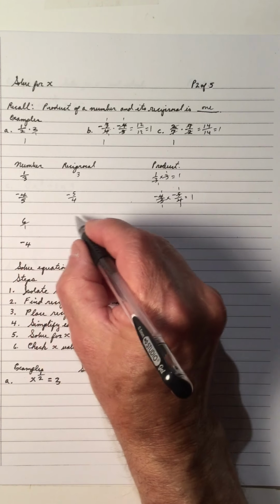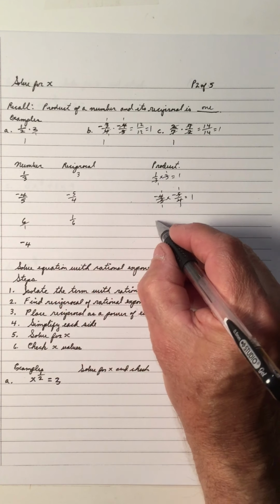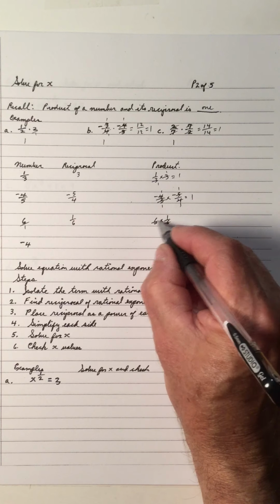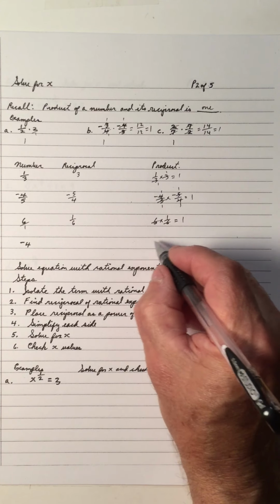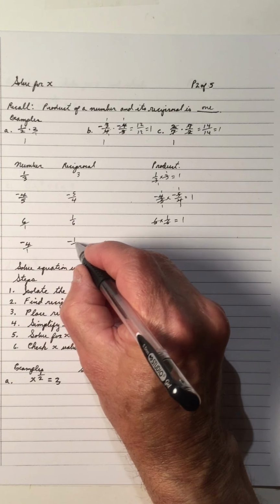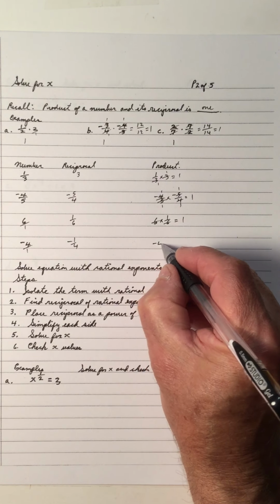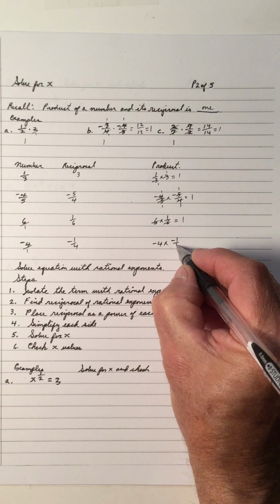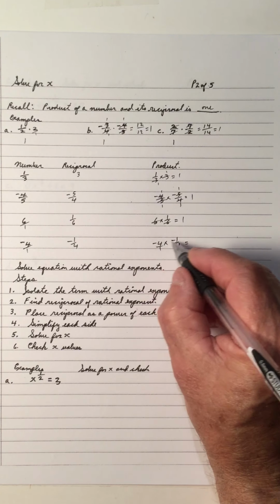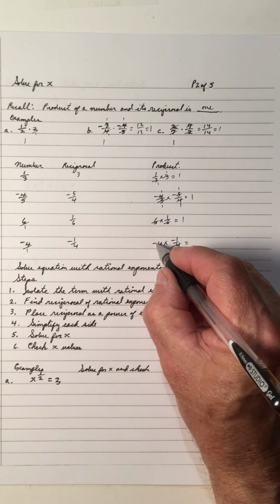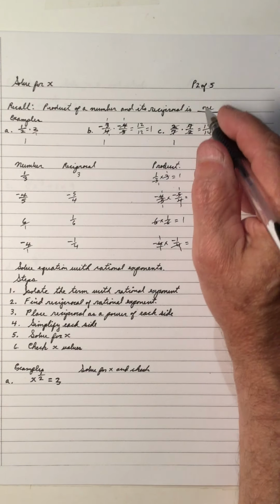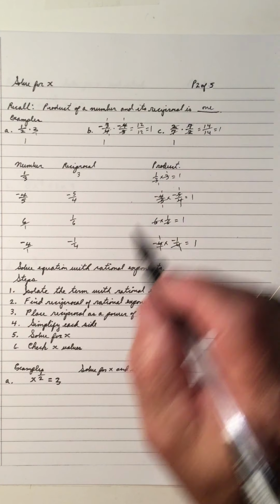6 is 6 over 1. Reciprocal is 1 over 6. So 6 times 1 over 6, the 6's cancel, and I get a 1. Negative 4 over 1, reciprocal is a negative 1 over 4. So negative 4 times negative 1 over 4. Negative times negative is positive. The 4's cancel, and we get a 1. Just a little bit of practice on doing the reciprocal of a number.